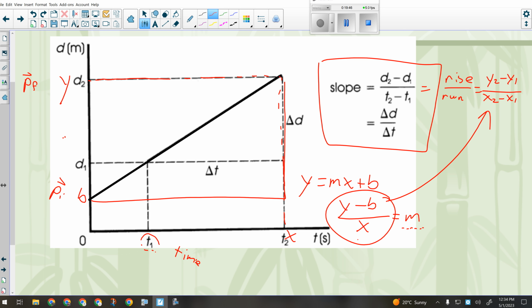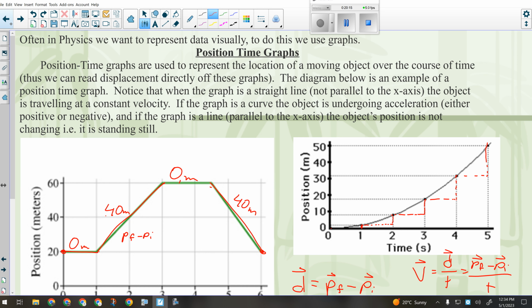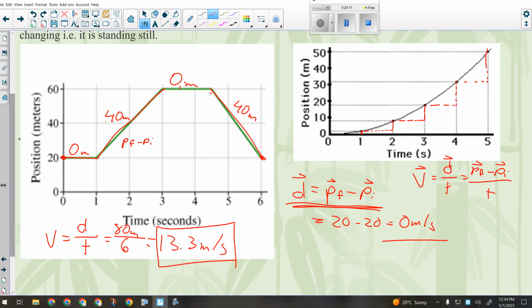So when I do this formula for this graph, here's what I'm really doing. What does that calculate? The slope. Yep, but what does the slope represent? When I go final position minus initial position, what do I calculate? Right, when I go final position minus initial position, I calculate the displacement.